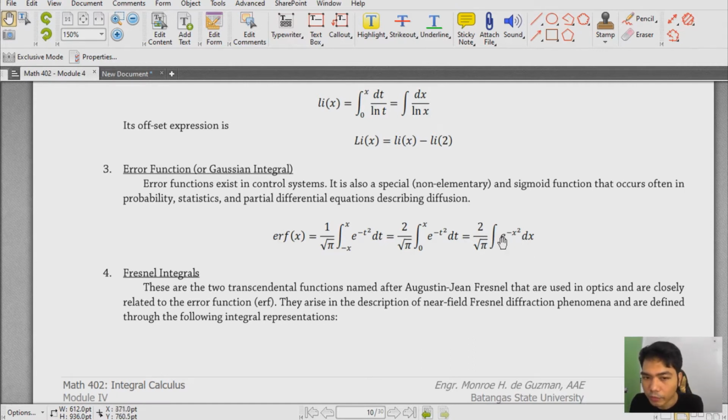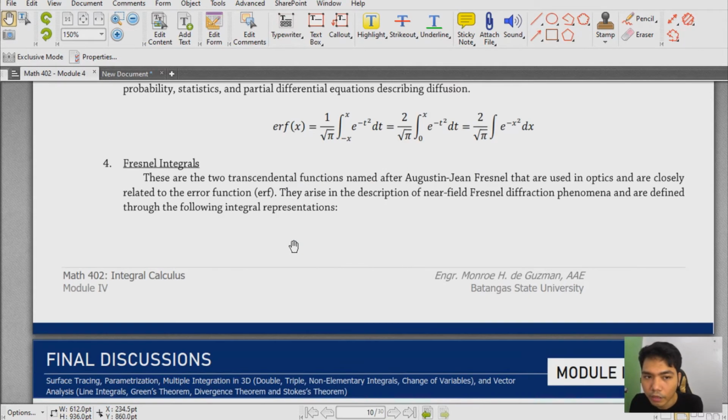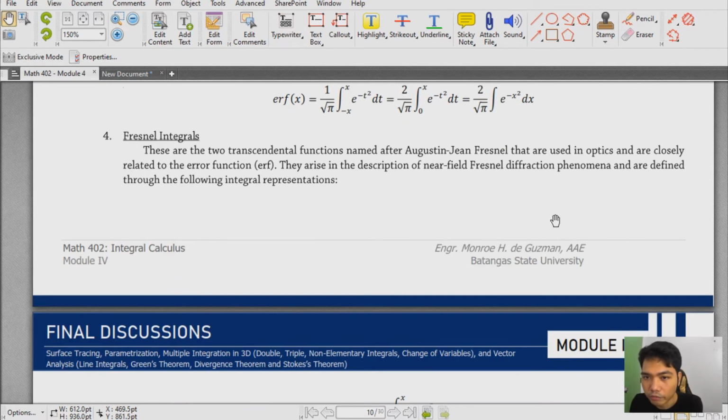So, kung halimbawa, x squared to, so magiging to the fourth to. So, yun. Parang yun lang yung concept na. Yung t, kung ano man yung sasubstitute mo sa t, then yun yung magiging ano man dito, function. And then the Fresnel Integrals. So these are the two transcendental functions named after Augustin-Jean Fresnel, and these are used in optics and of course yun sa error function natin.